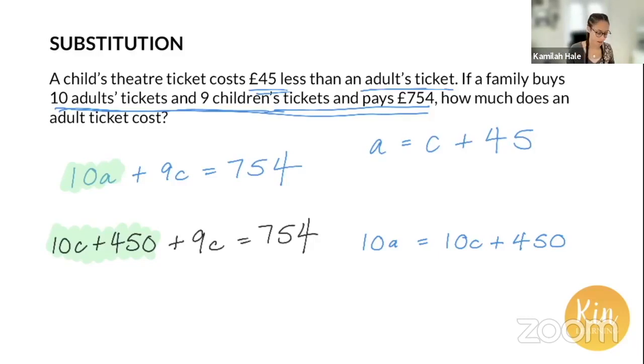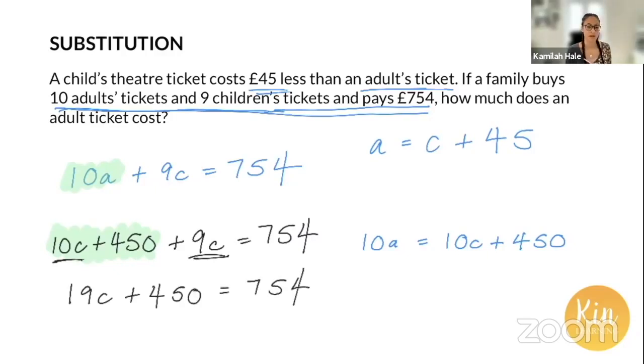Some quick maths. Okay, so 10C plus 450 plus 9C equals 754. We put the C's together because we're simplifying. We get 19C plus 450 equals 754. And then if you're not too comfortable with algebra, this is where I would like you to jump back in to solving for me. So we get rid of what's furthest away from the C, which is the 450. Get rid of that first.